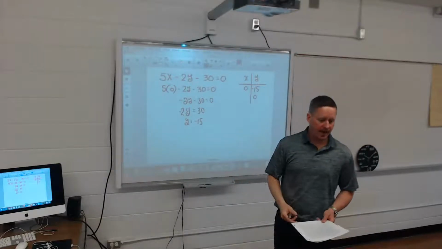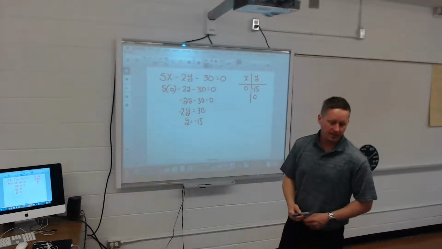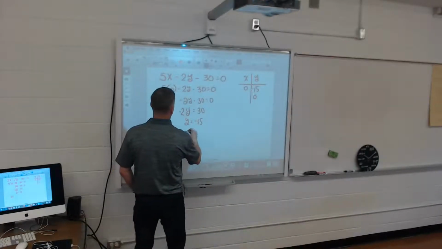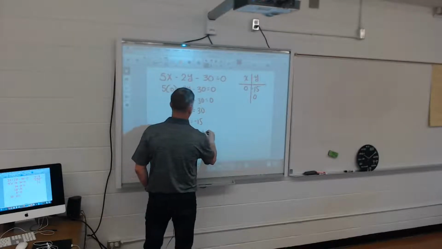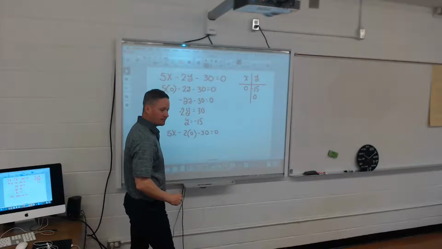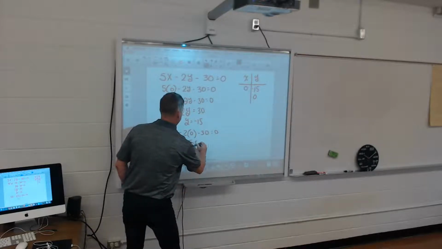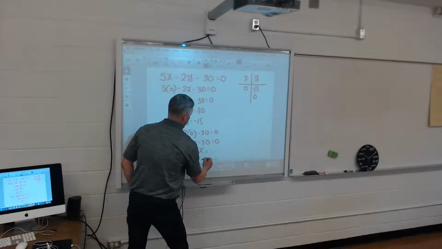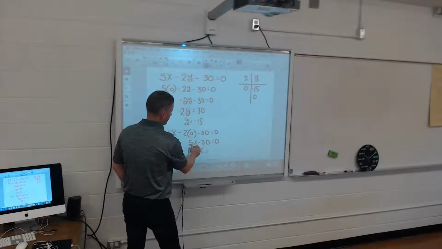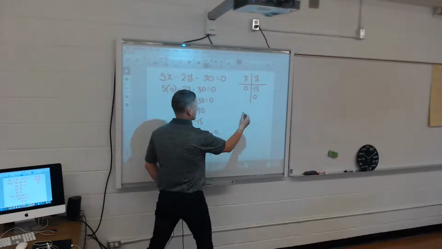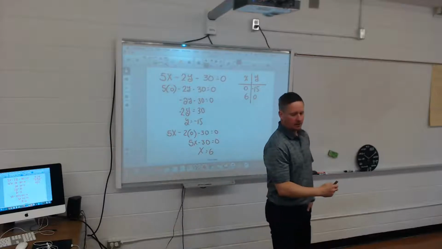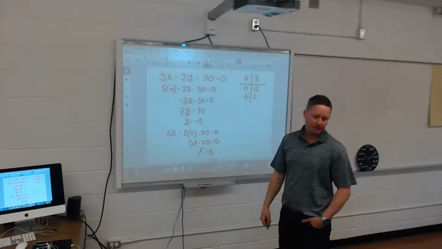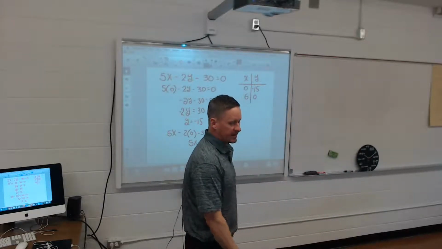Now I run it through again, and this time I'm going to put 0 in for y. So I have 5x minus 2 times 0, subtract 30, equals 0. Just running out of room here. I'm going to add 30 to this side and divide by 5, so I get 6. So the answer is 6 and 0. So my y-intercept is 0 and negative 15. My x-intercept is 6 and 0.